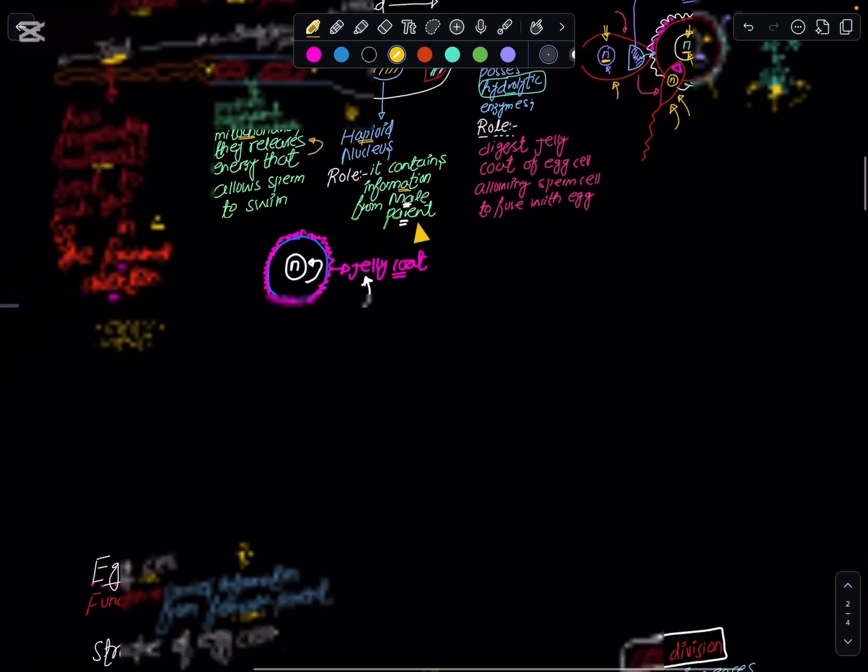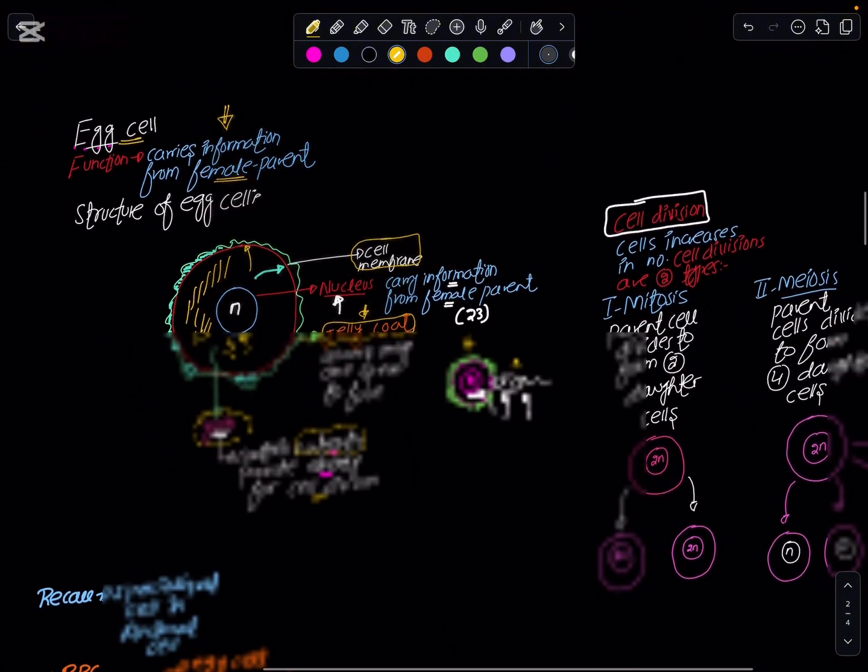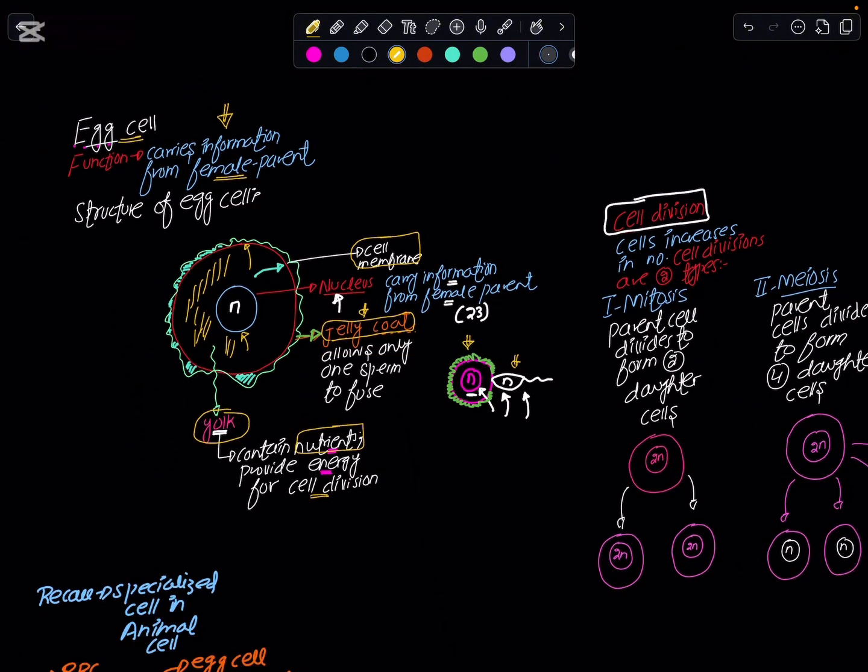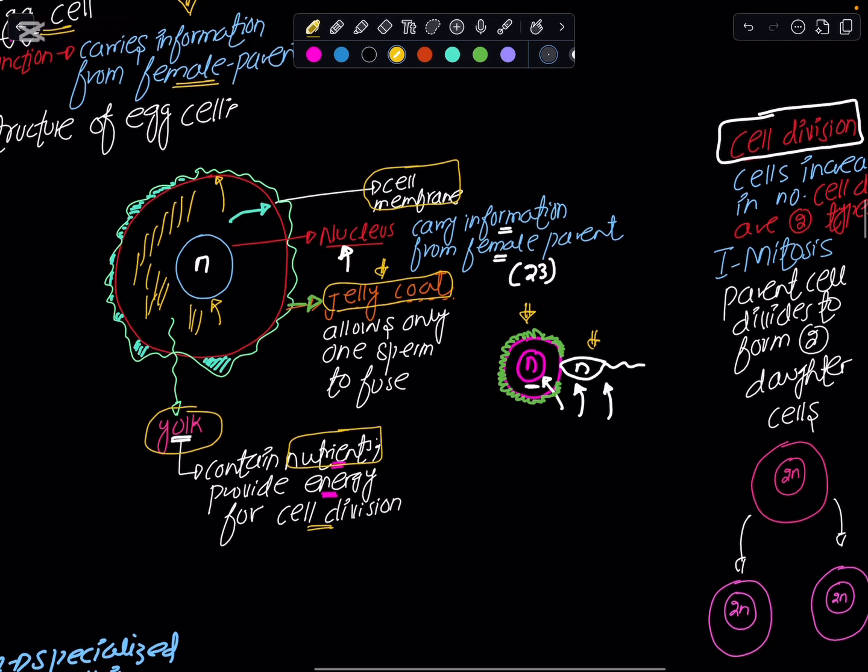So this is related to the jelly coat that we have here in the egg cell. You must know about the jelly coat in case of the egg cell. You people should know about the yolk that contains nutrients that would give the energy for the cell divisions, and also the jelly coat that would harden and would allow only one sperm cell to fuse. So here we are done with the gametes that we have in the human body.